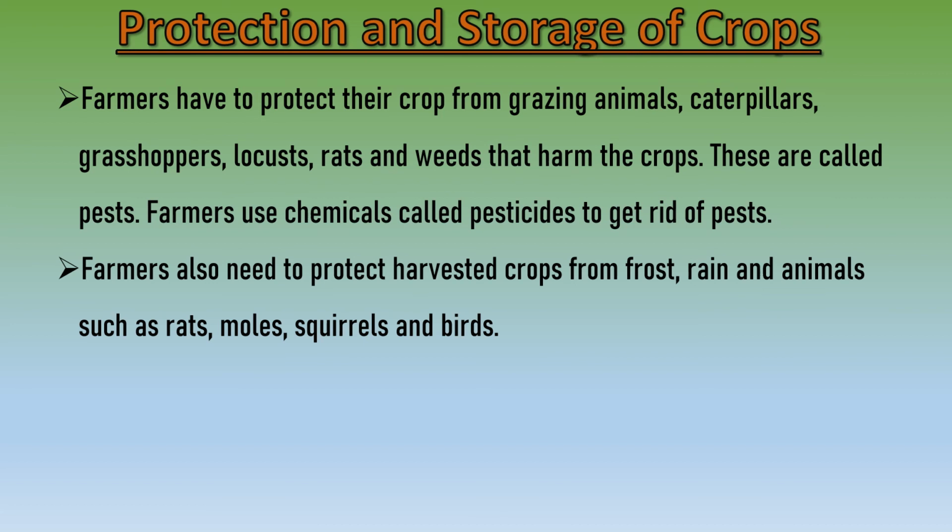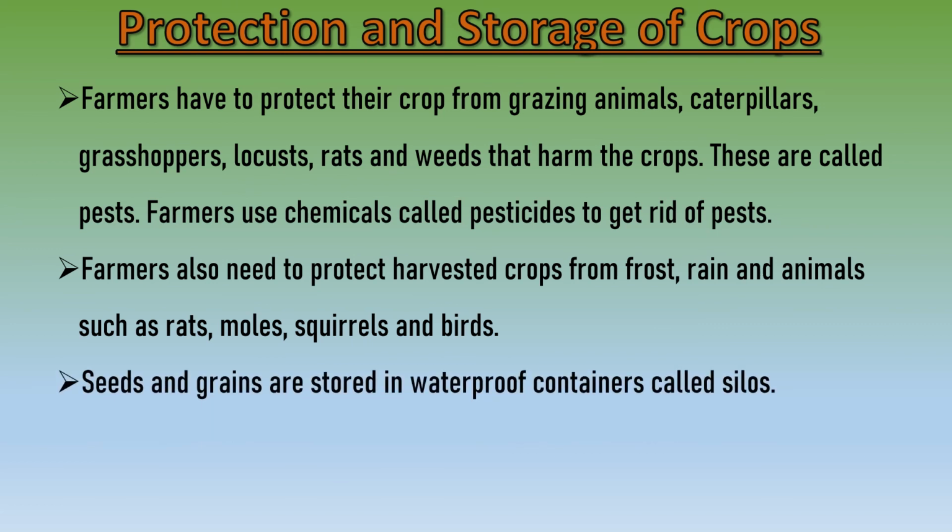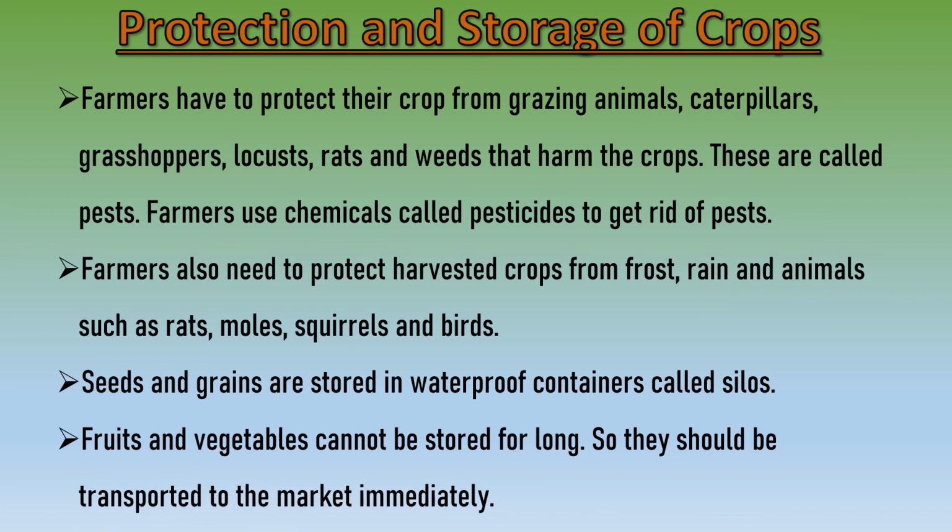Farmers also need to protect harvested crops from frost, rain, and animals such as rats, moles, squirrels, and birds. Seeds and grains are stored in waterproof containers called silos. Fruits and vegetables cannot be stored for long, they spoil. So, they should be transported to the market immediately.